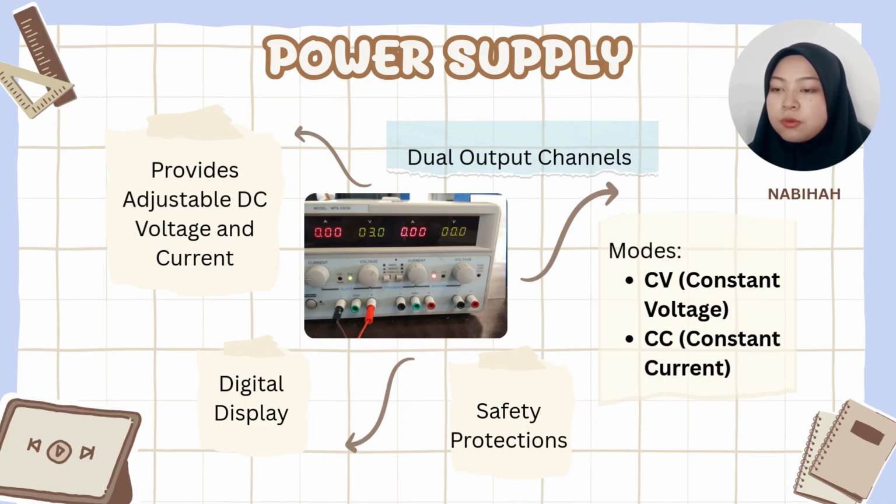Second is dual output channel. Slave and master channel provide two separate outputs. You can use them independently for two different circuits, in series to increase voltage, in parallel to increase current.